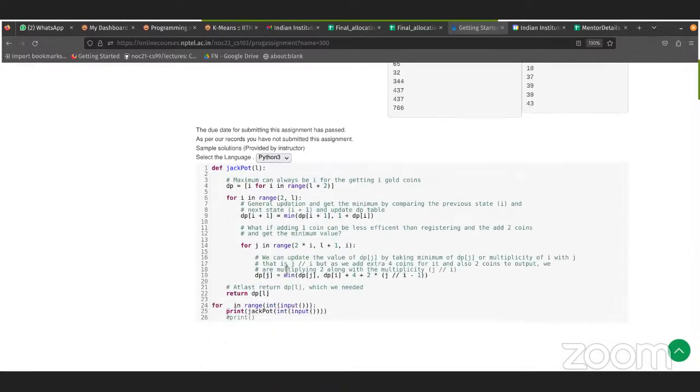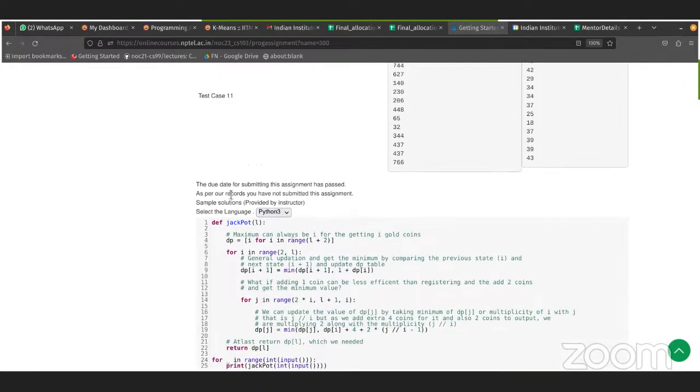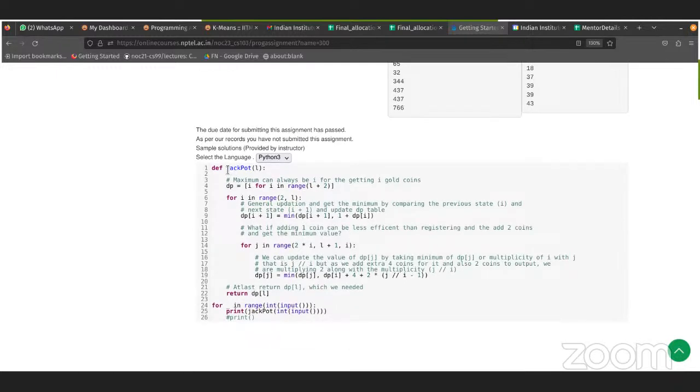So yeah, this is the Pythonic solution which I have tried to figure out. We write a function, say jackpot of L, which takes an input L, the number of gold coins we have to get out. First we create a DP array of size L plus 2. That's because we need to maintain entries for even 0 and 1, so we maintain an L plus 2 sized array to avoid overflow on these edge cases.